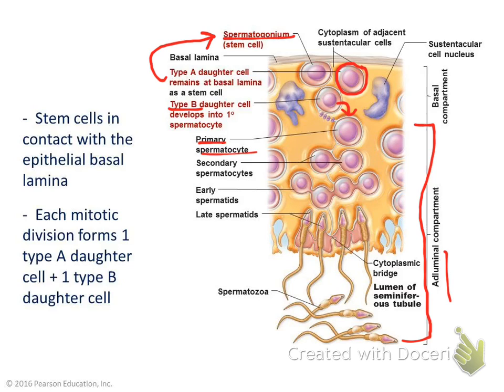Professor, so the type A cell is the old one, and the type B is the new one? Well, the old one already split, and that formed two new cells. Oh, okay. So those are the two cells that are the clones of the old one. So the type A is going to go back and replace. It's going to stay at that outer edge and become a new stem cell to replace the one that just split. Otherwise, we'd run out of stem cells, and then they wouldn't be able to make more sperm.